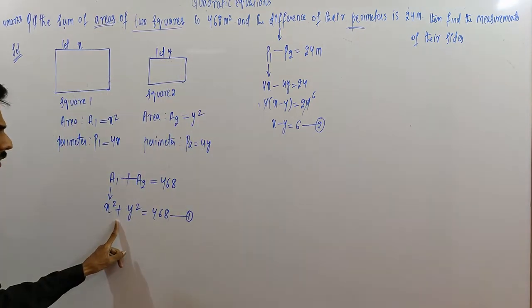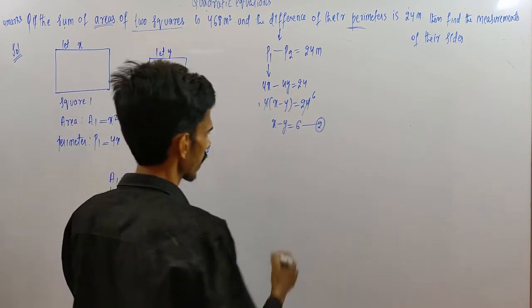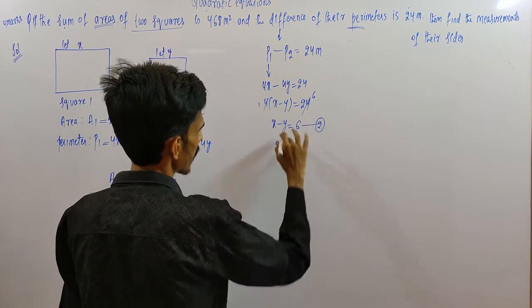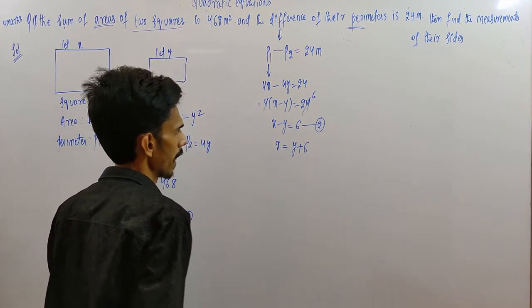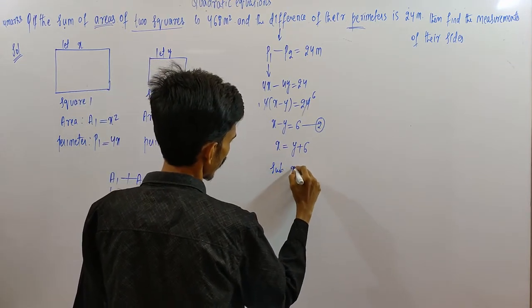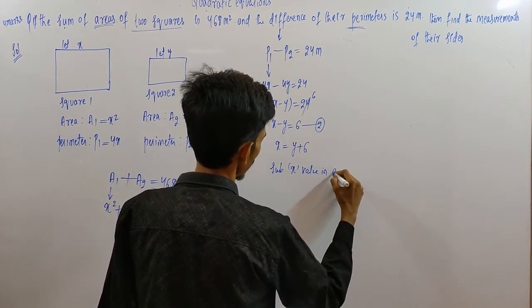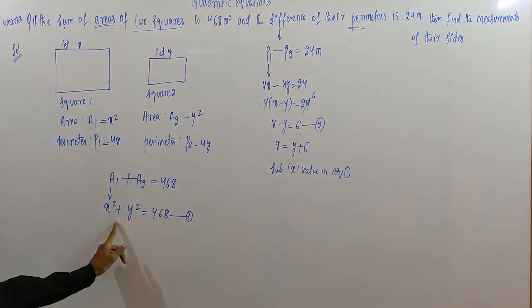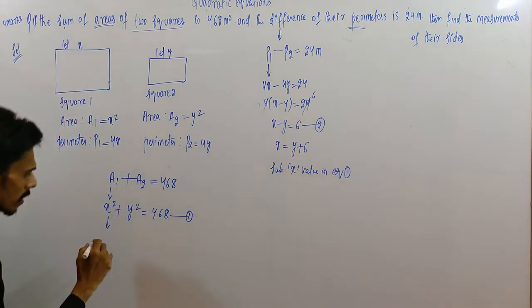We have one equation here, we have another equation here. Two variables and two equations can be solved. So make x the subject. Send this y here, it will become y plus 6. x is equal to y plus 6. Substitute this value of x in equation 1. So we have x here, so x value is y plus 6.